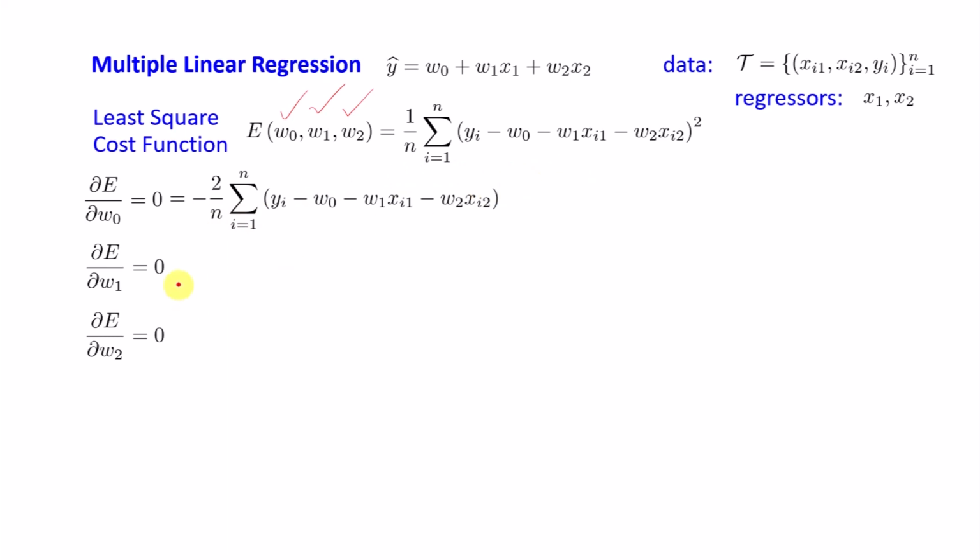Similarly, we can find out the expression for del E del w1. It will also give us this -2 by n and this first bracket.